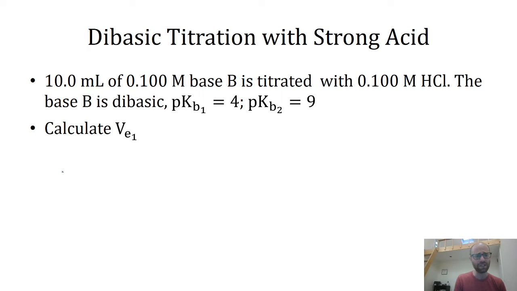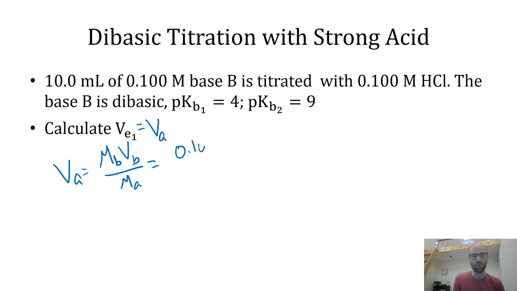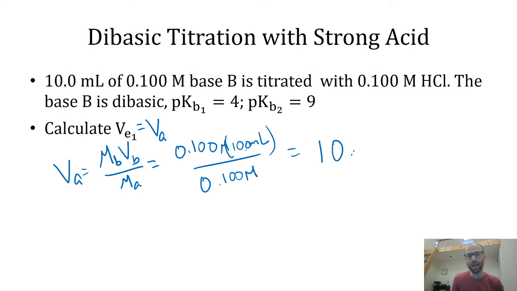Obviously, to calculate VE1, this is going to be equal to VA, because we're adding acid. So VA is equal to MBVB over MA, which in this case would be 0.1 times 10 milliliters over 0.1. This is pretty solid mental math. We can also use this to say then VE2 is equal to 20 milliliters.